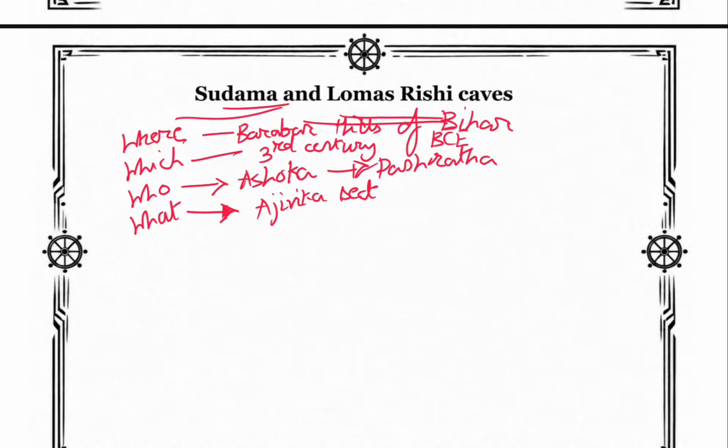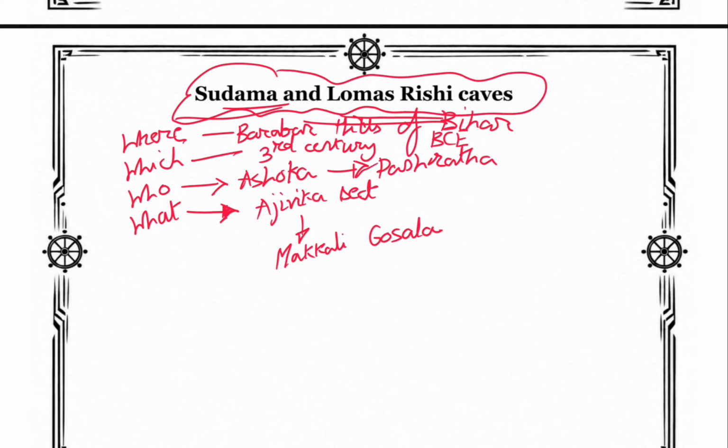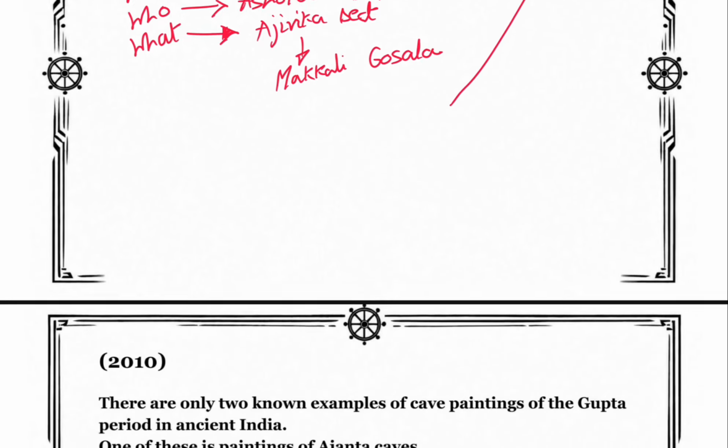In fact, Makkali Gosal, who was the founder of the Ajivika sect, was also a contemporary of Gautam Buddha and Mahavir. Why these caves are being studied in this context is because they mark the beginning of the Indian rock cut architecture, with Lomas Rishi cave acting as a structural prototype for later Buddhist Chaitya halls. And hence, these caves are definitively something that should be studied alongside Buddhist art and architecture.